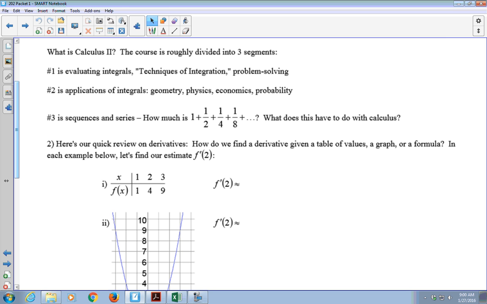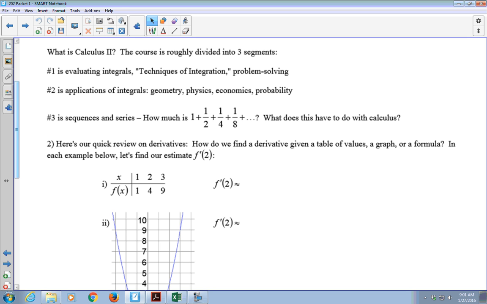And then part 3 is sequences and series, right? So we're going to be adding up infinite amounts of stuff. If I add 1 plus a half plus a fourth plus an eighth plus a 16th plus a 32nd plus a 64th and keep going forever, what does that add up to? And what does it have to do with calculus?